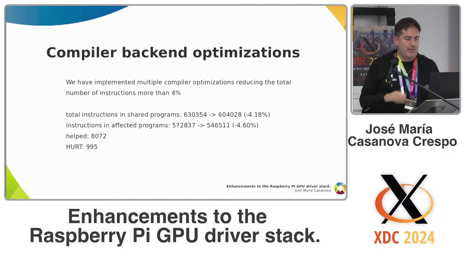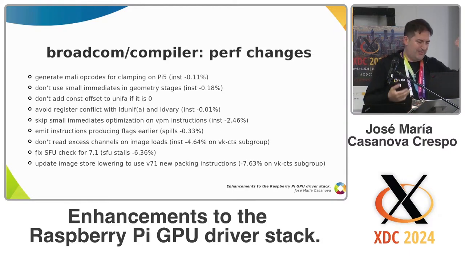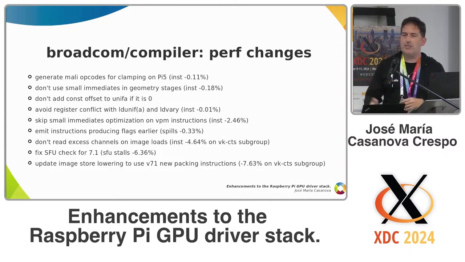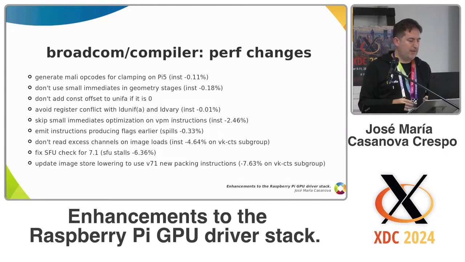Closing with the optimization, we also worked on compiler backend optimization. In a year, we managed to reduce the number of instructions in the shader DB set by 4%. We did multiple optimizations. Some of them were related to reducing spilling, others to reducing, in particular, sets of CTS because the traces were the CDDB were not using them.